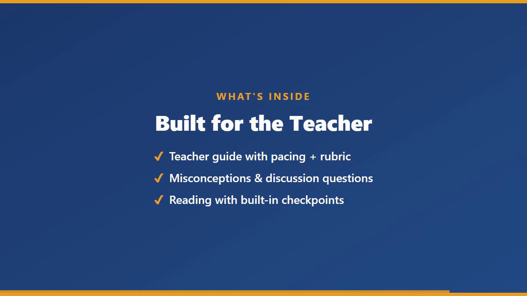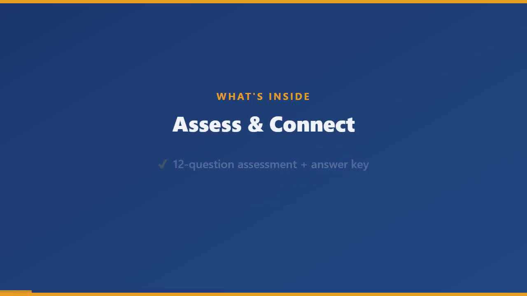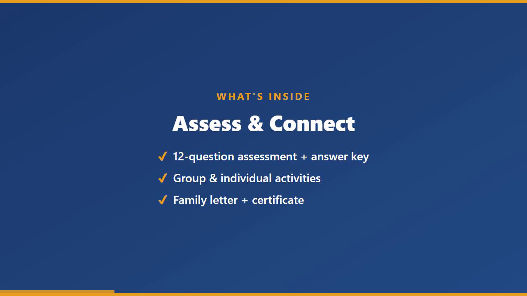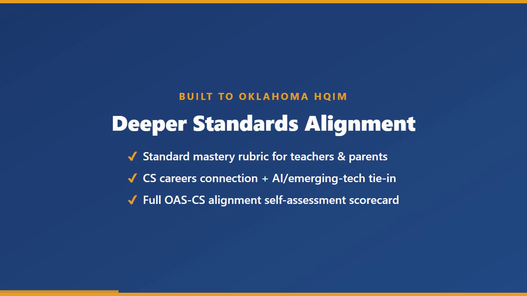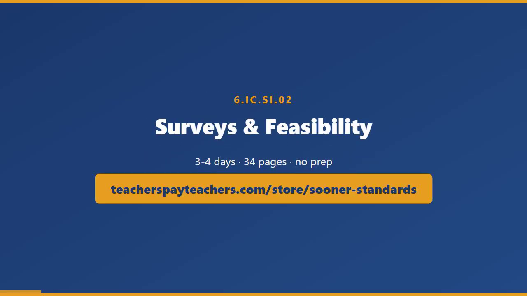with built-in comprehension checkpoints. This unit includes a standard mastery rubric for teachers and parents, a visual comparison chart of survey design choices, a CS Careers connection, and an AI connection, all built to the Oklahoma HQIM rubric. Plus a 10-question assessment with answer key, group and individual activities, vocabulary puzzles, a family letter, and a certificate of achievement. That's 3 to 4 days of no prep, HQIM-aligned instruction across 34 ready-to-print pages.